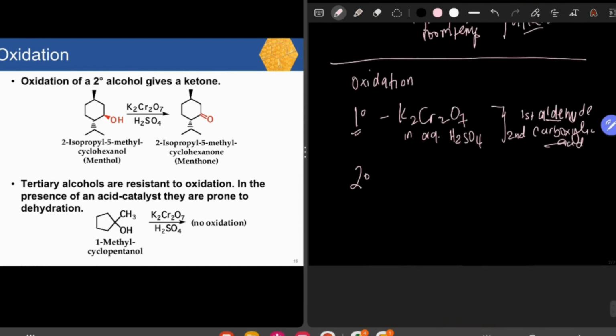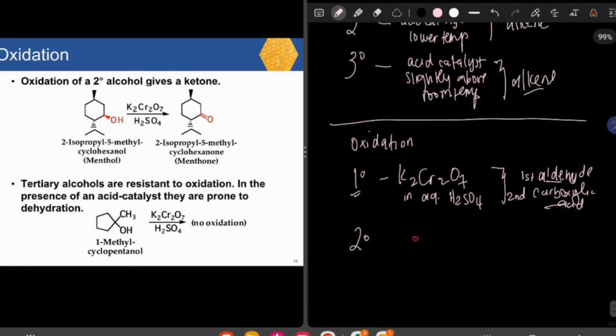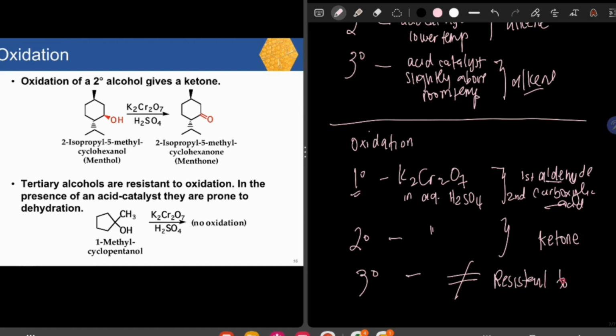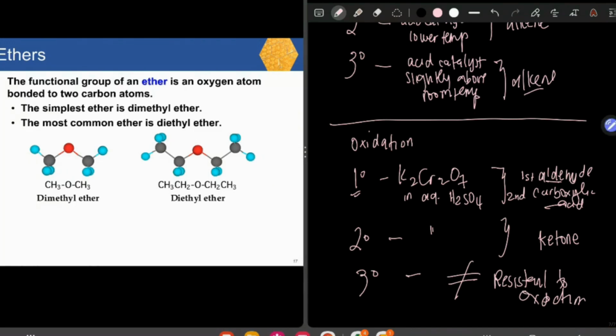How about your secondary alcohol? Your secondary alcohol gives a ketone. Similar ang ating ginamit to oxidize your secondary alcohol, pero instead na aldehyde and carboxylic acid, kanyang i-yield ay isang ketone. Okay? Next, for tertiary alcohol, they are resistant to oxidation. Remember this. They are resistant to oxidation. Okay, so no oxidation will happen.